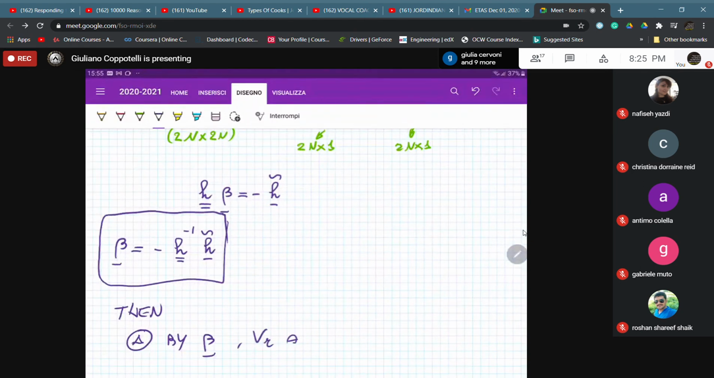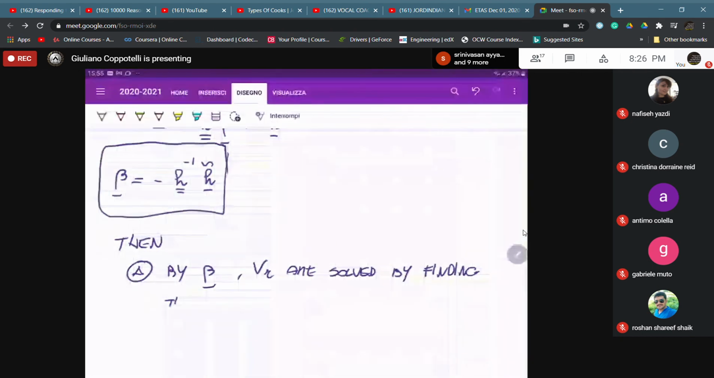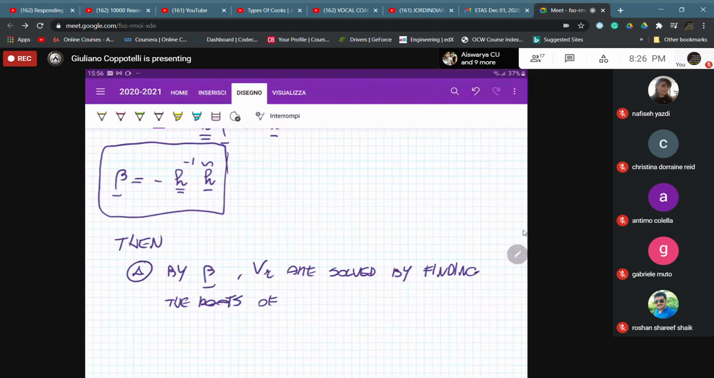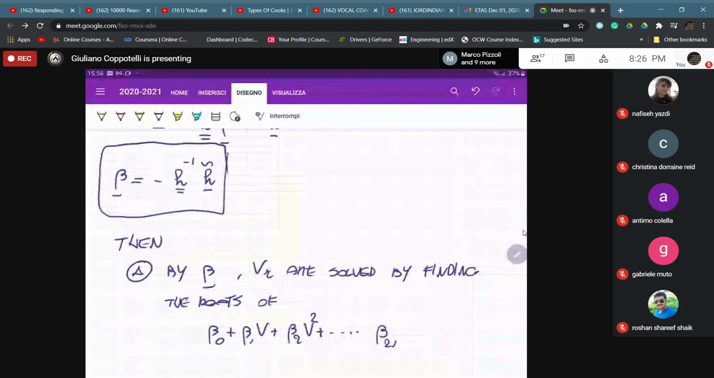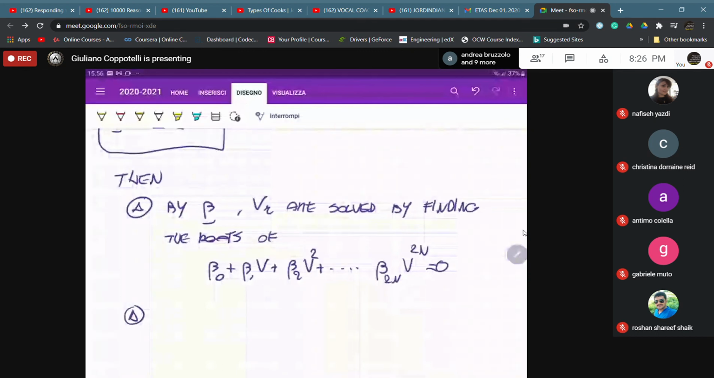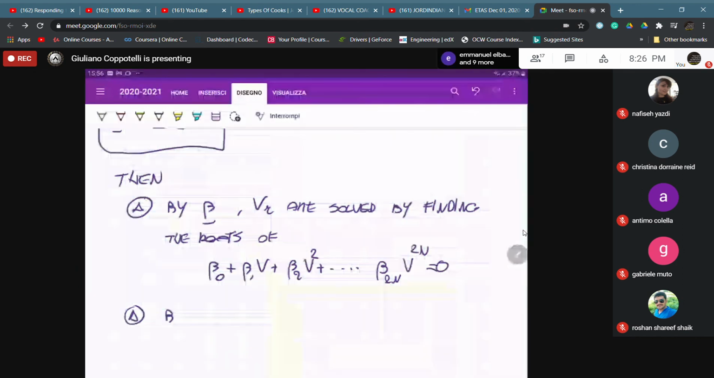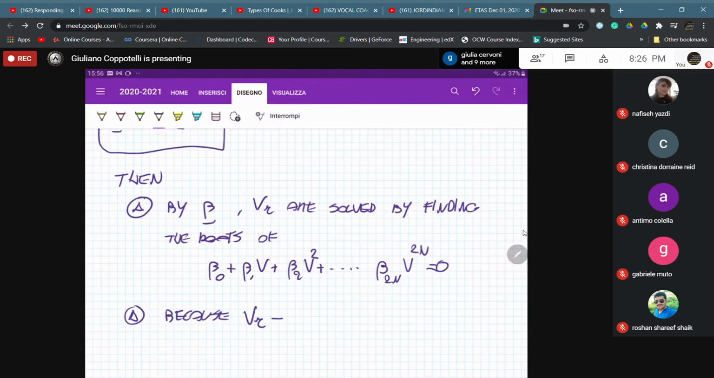the VR are solved by finding the roots of this algebraic equation. Remember, beta 0 plus beta 1 b plus beta 2 b squared plus up to the last one, beta 2n b to the 2n, equal to 0. Once we get the roots of this polynomial, then we have the VR, and therefore, because your VR that we have just found is equal to e to the lambda r delta t, we are estimating your poles. That is your first identification.